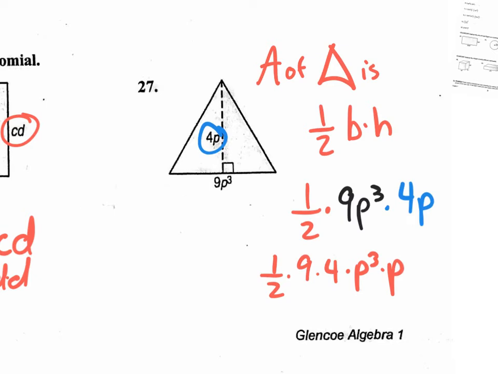So multiplication, you could say 1/2 times 9, or you could say 9 times 4 first and then multiply by half. You could go in either direction when it comes to multiplication. So you could say 9 times 4 is 36, but then multiplied by half, 36 is 18. So your final answer should be 18p to the 4th, because right here, p to the third times p to the 1, add the exponents to get p to the 4th. Final answer is 18p to the 4th.